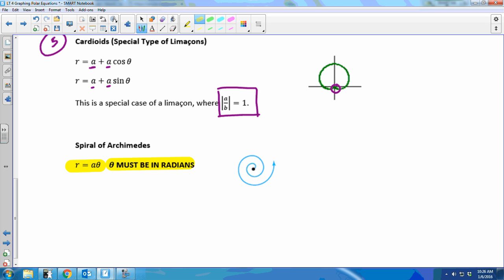All right, so there's 4 examples we're going to look at. Before we start graphing anything or doing anything, we're just going to look at the equations and identify what type they are. That's what half your homework is. It's just saying this is this type of curve.